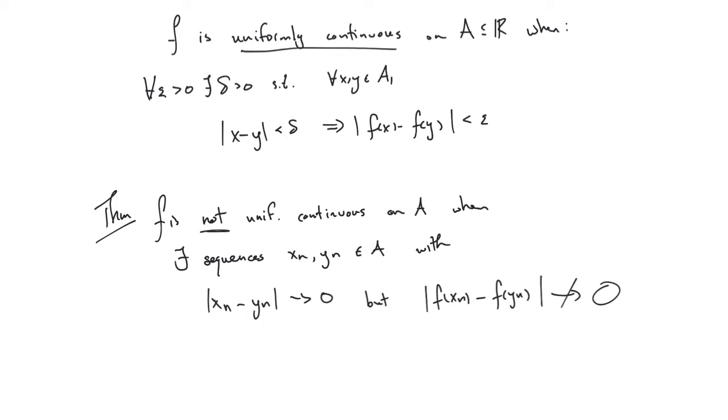This time you need two sequences, a sequence of x's and a sequence of y's, with xn minus yn going to zero. Basically this means that xn and yn are sort of approaching each other, although it's not required that they converge. They might both go out to infinity, but in a way in which they're still getting closer to each other, that is allowed. Anyway, you should feel like xn gets close to yn, but f of xn does not get close to f of yn.